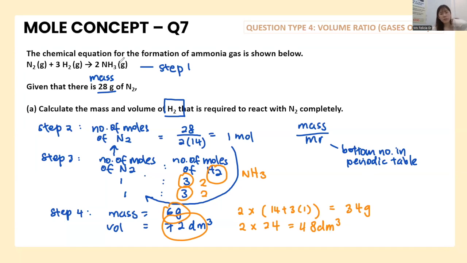Oh, yep, so this would be the answer. Did you manage to get the same answer also? Can? So the answer is 34 gram and 48 dm3. And the working is the same. Is everything the same? You just need to change the circled parts accordingly, like the way that we did. Then can.